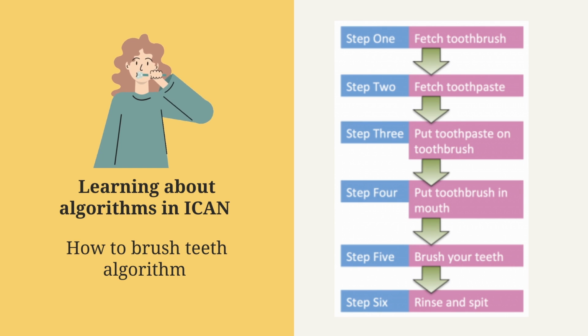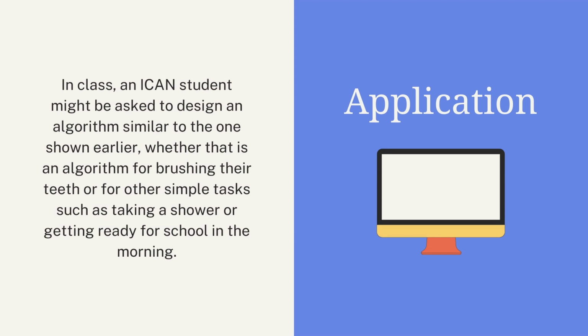Here's how learning about algorithms happens in ICAN. For example, how to brush your teeth. We will teach students to provide the steps in brushing the teeth. For example, step 1 will be fetch the toothbrush, step 2 will be fetching the toothpaste, step 3 is putting toothpaste on the toothbrush, step 4 is putting toothbrush in mouth, step 5 is brushing your teeth, and step 6 will be rinsing and spitting. In class, an ICAN student might be asked to design an algorithm similar to the one shown earlier, whether this is an algorithm for brushing their teeth, or for other simple tasks such as taking a shower or getting ready for school in the morning.